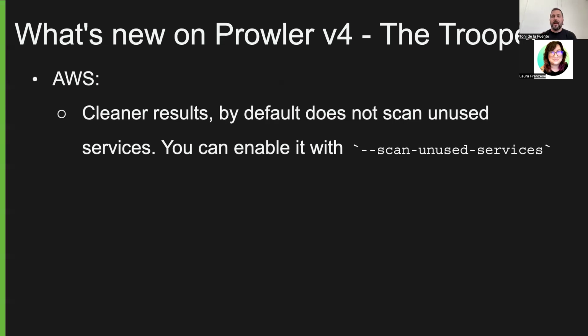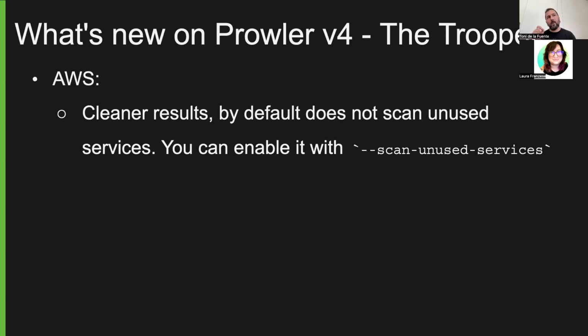This means, for example, that if you have a VPC that is empty, we don't care if you don't have VPC flow logs enabled, for example, right? Or if you have a security group that is not attached anywhere, we don't care if the security group is not properly configured. Of course, if you do care, you can use scan unused services to make sure you get a broader set of findings. But if you are in a rush and you want to harden your system, you can go with version 4 straight to get cleaner results.